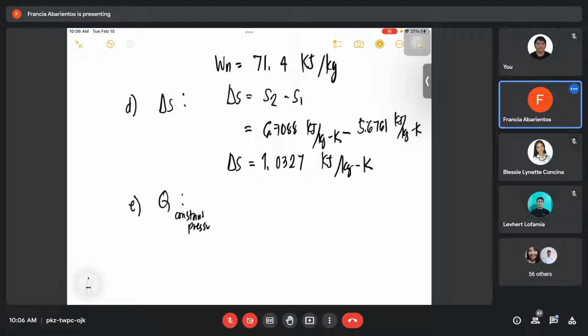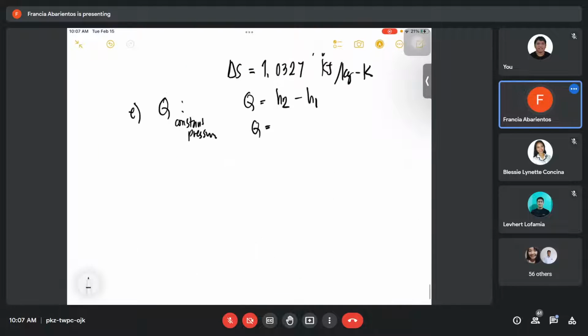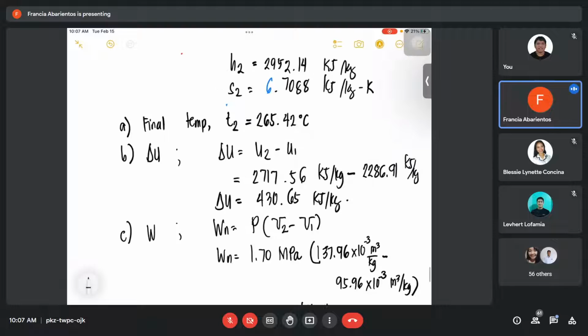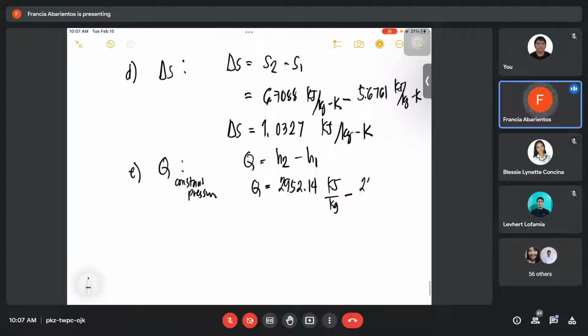Tandaan nyo to, class, ha? The Q can be used as the enthalpy at point 2 and the enthalpy at point 1. Okay? Take note of that. We have now here the Q. So, H2. Nasaan yung H2? 2952.14. 2952.14. Don't forget the unit. Minus H1. Ayun, 2449.99 kilojoule per kilogram.